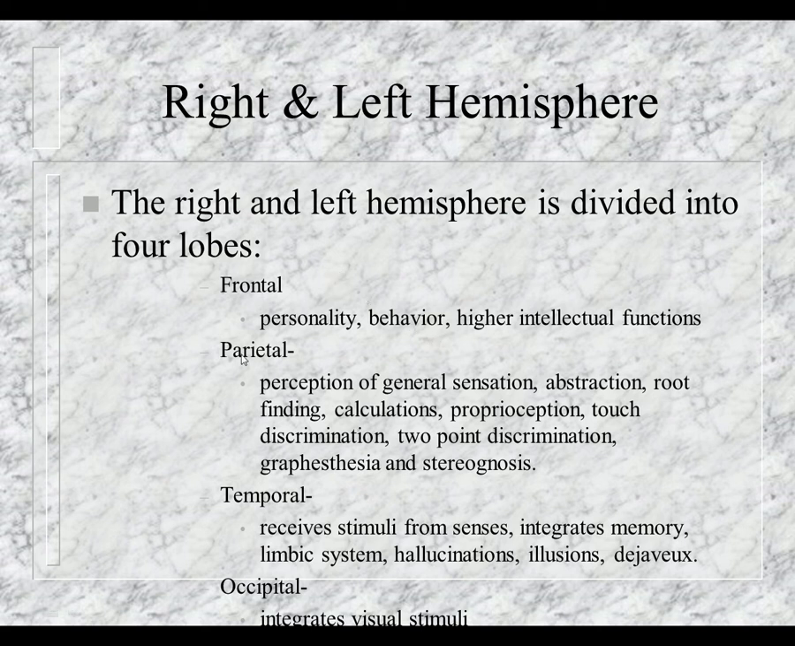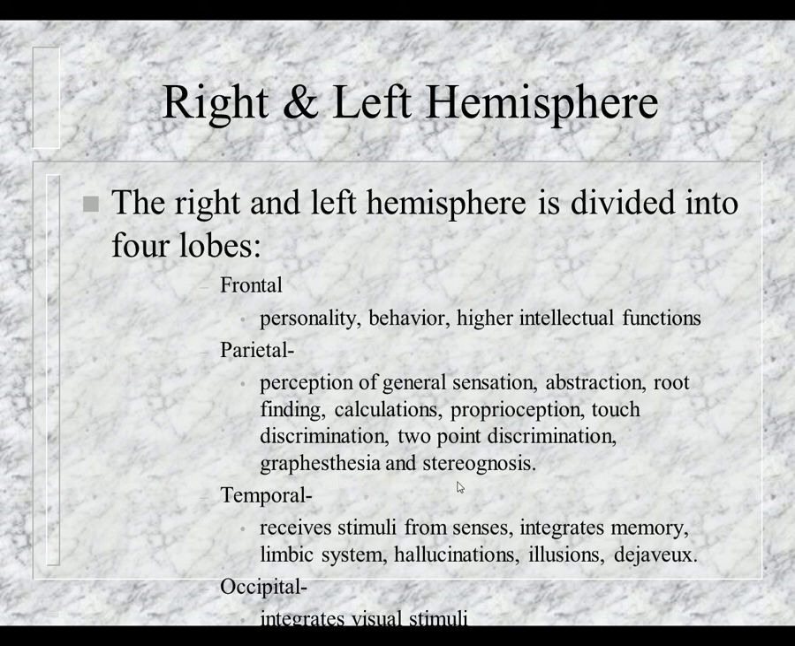Now in your parietal lobe, this is the perception of general sensation, abstraction, route finding, the sense of direction. This is what's lost early in Alzheimer's disease. Calculations, proprioception, that's position sense and vibration sense that y'all tested for. Touch discrimination, 2-point discrimination, and if you don't remember those, we did those when we did our head to toe, and you need to go back and review them.